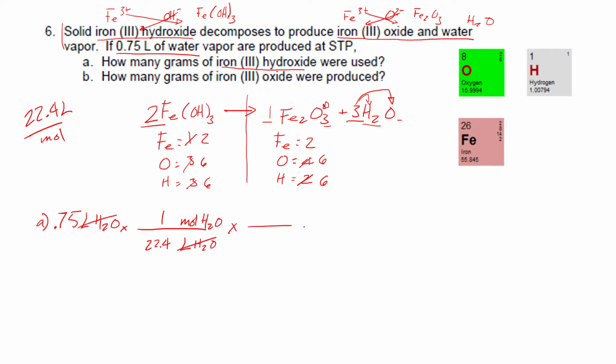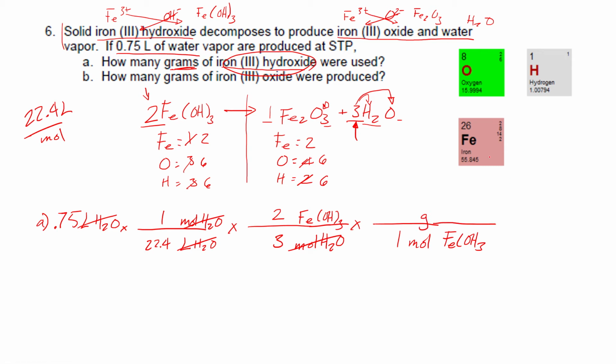We're now in moles of water, and it wants iron 3 hydroxide. So we could go out of moles of water and into iron 3 hydroxide, FeOH3. To do that, we're going to use the coefficients. For 3 moles of water, there are 2 iron 3 hydroxides. Good, right? And then we need to find the actual grams. It wants grams of iron 3 hydroxide. So for every 1 mole of iron 3 hydroxide, it's certain grams, and we don't really know that except we have to do some math, right?